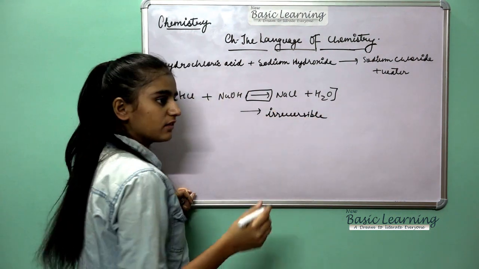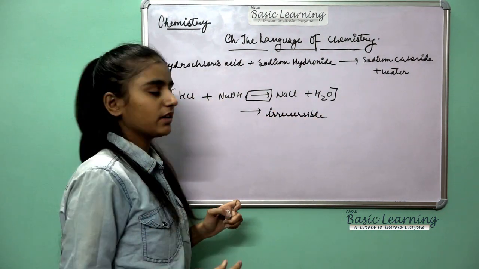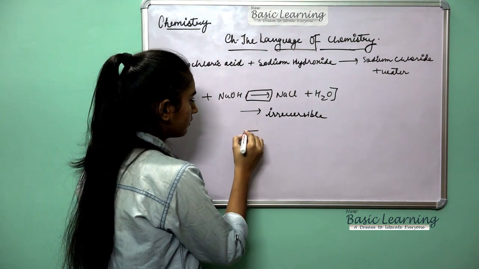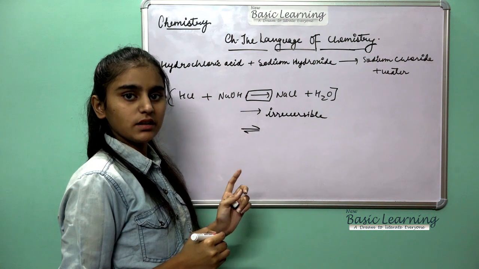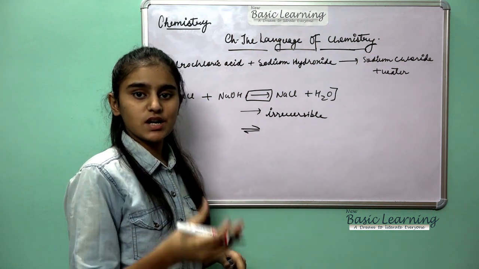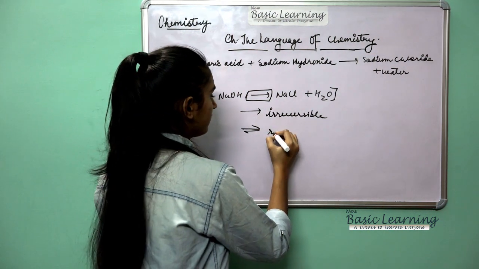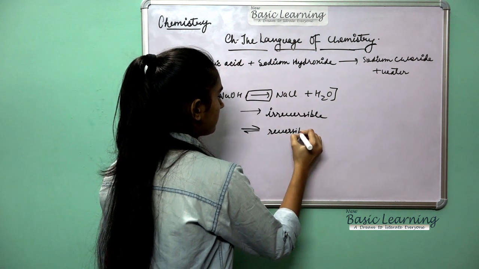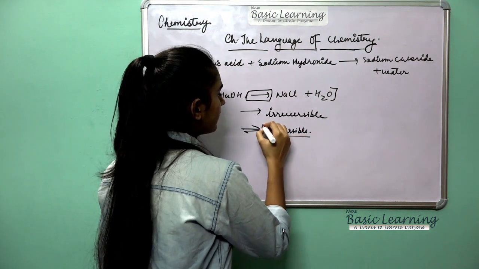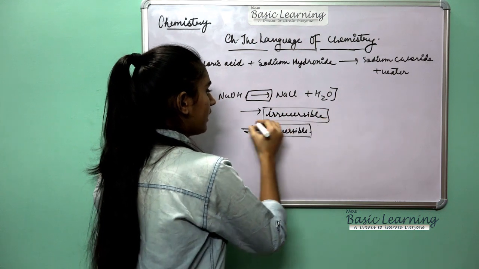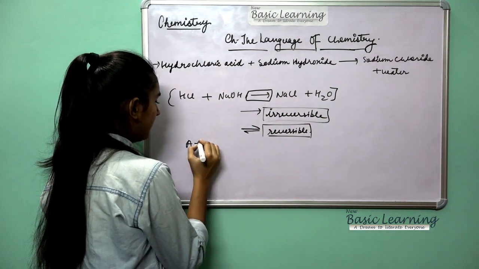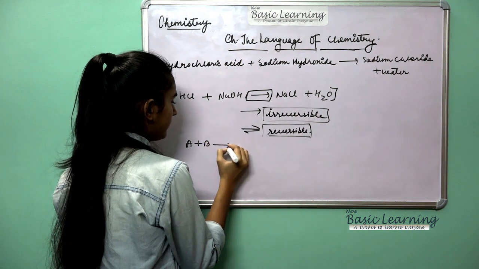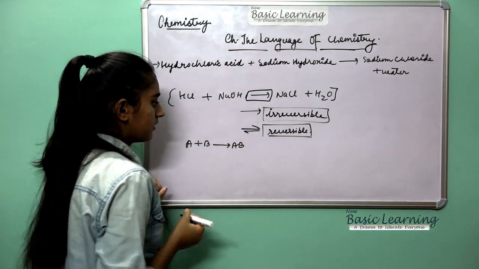Okay, and sometimes in chemical equations you also see this type of arrow. What does it mean? It means that the change is reversible. If I take an example, suppose A plus B gives AB.